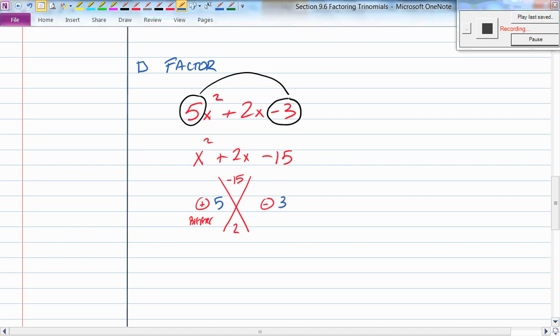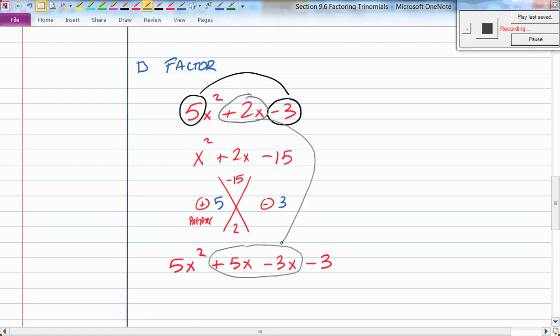All right. Next part of my process. I'm going to split the middle term. I'm going to say 5x squared plus 5x minus 3x minus 3. So again, I just want you to know, instead of writing down 2x, I'm going to write down 5x minus 3x. They are the same thing, aren't they? So notice I haven't changed the value, because 5x minus 3x is 2x. Same exact thing.